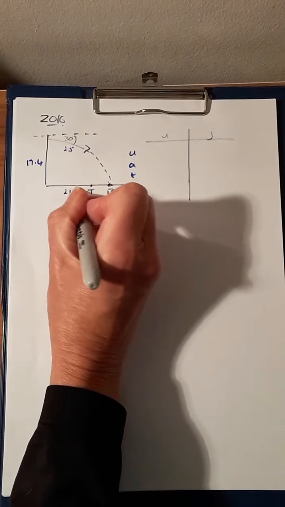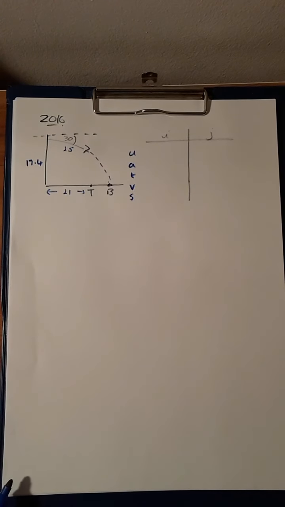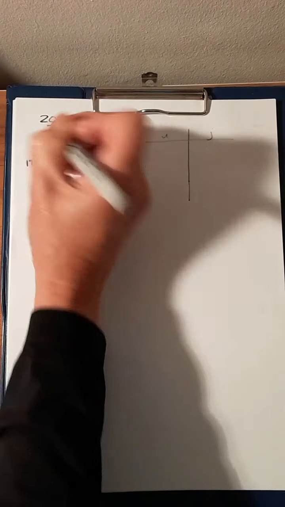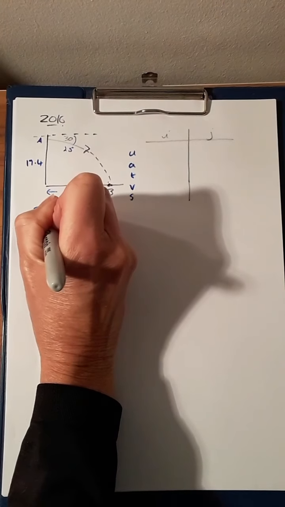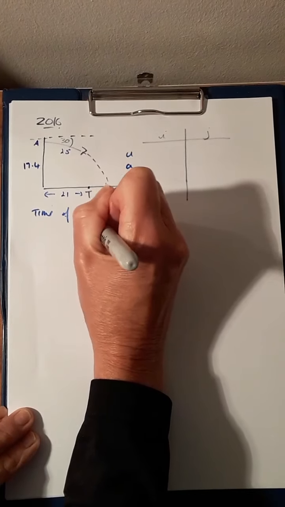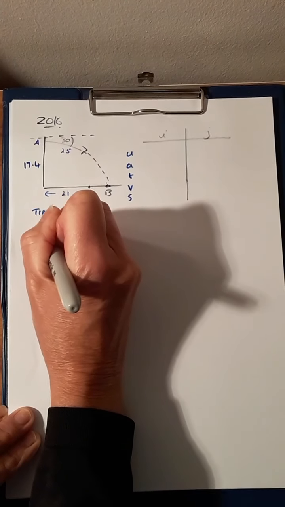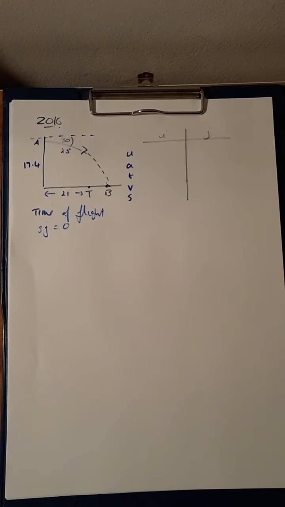The distance from O to T is 21 metres. The ball misses the target, hits the ground at B. So this is the situation. You've got to find the time for the ball to travel from A to B. So A is the starting position, so you want the time of flight. So remember what your time of flight is. It happens when the SJ is 0. So that's the first thing.